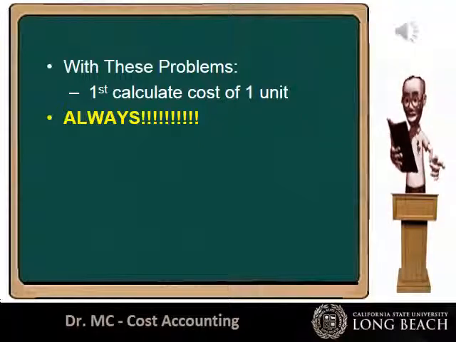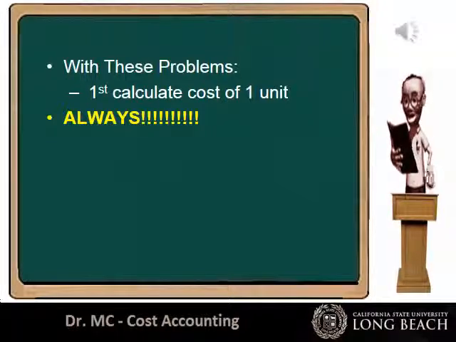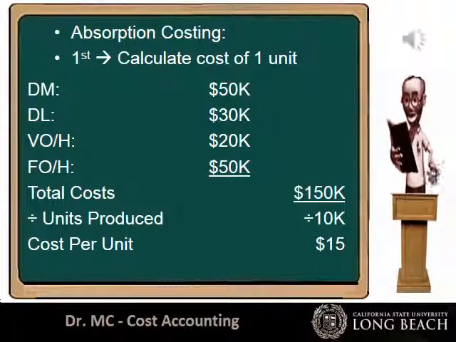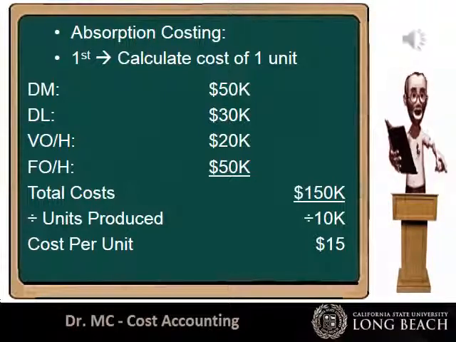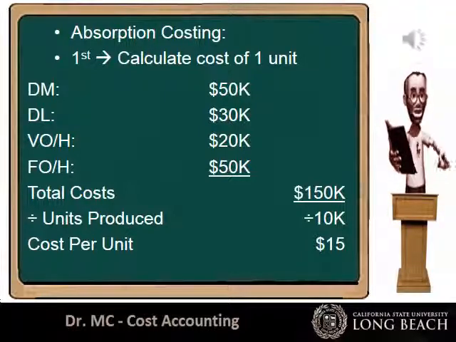When you are doing a variable costing or absorption costing question, the first thing that you should do is to figure out the cost to make one unit. You should always do this. In our example, you would calculate the cost of one unit under the absorption costing method as follows. First, you would add up all of your factory costs. This gives you a total of $150,000 to produce 10,000 units. When you divide $150,000 by 10,000 units, you see that it costs your firm $15 to produce one unit under the absorption costing method.